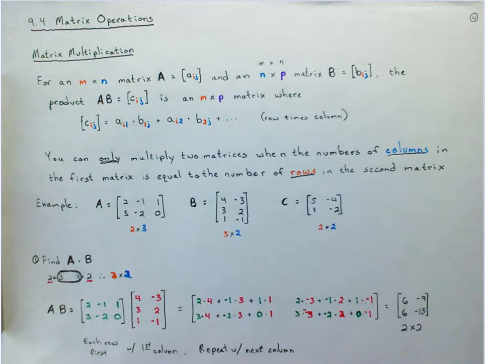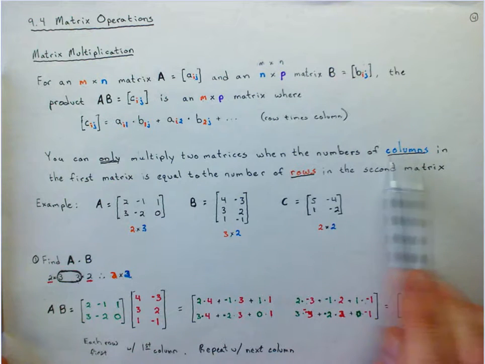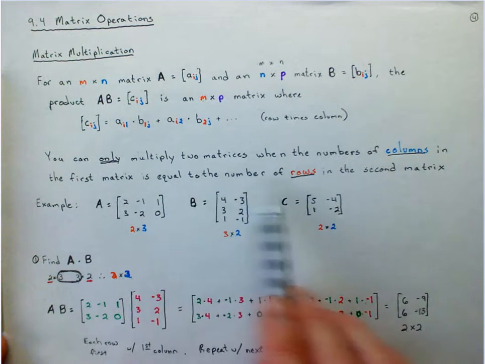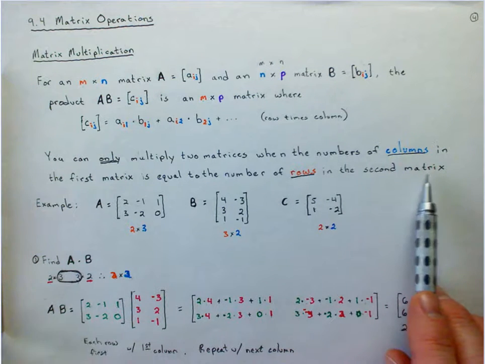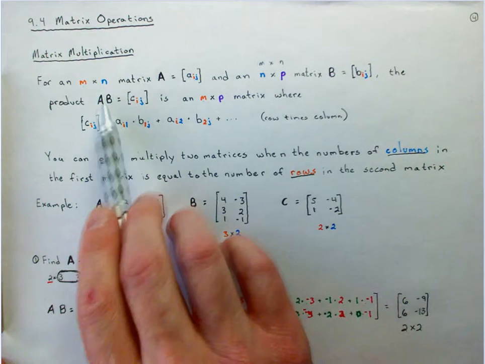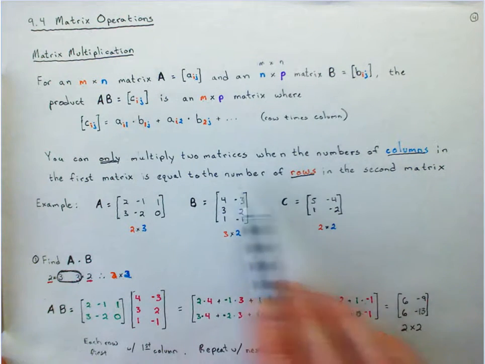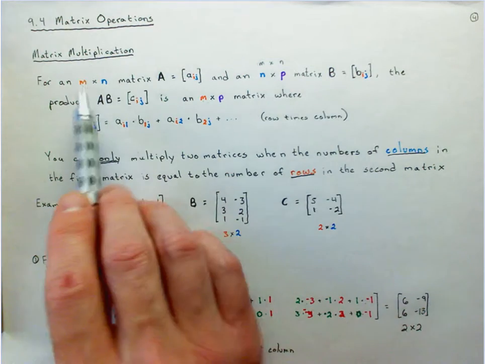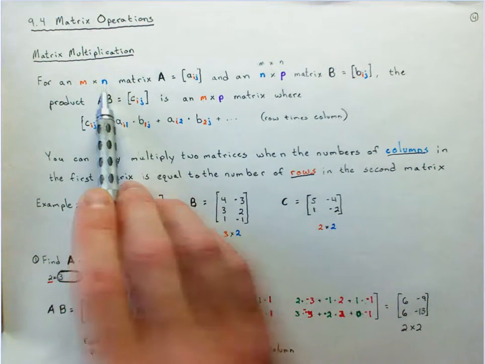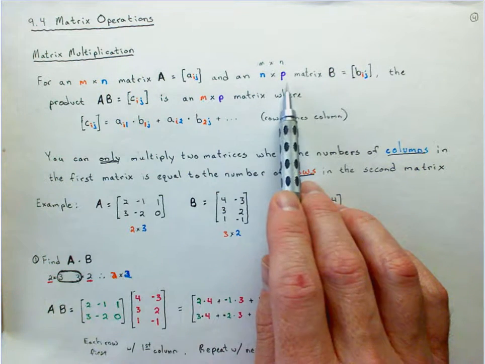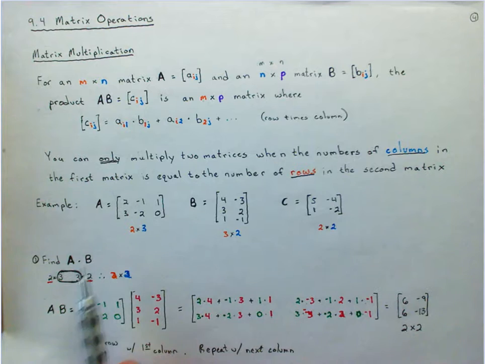You can only multiply two matrices when the number of columns in the first matrix is equal to the number of rows in the second matrix. So the number of columns in the first matrix, A, must be equal to the number of rows in the second matrix, B. This is why we have m times n and n times p with the color code. And this is illustrated right here.